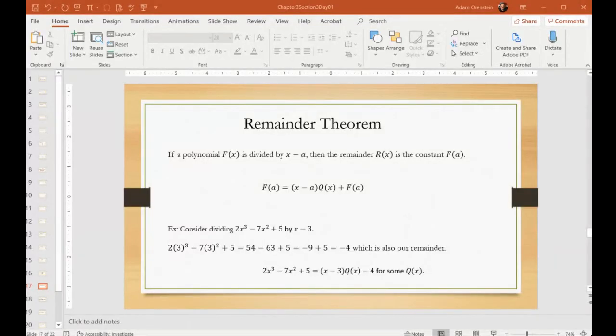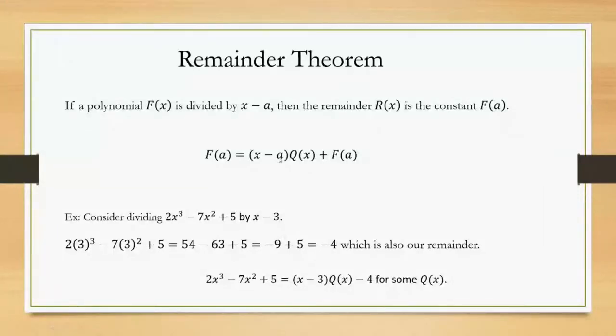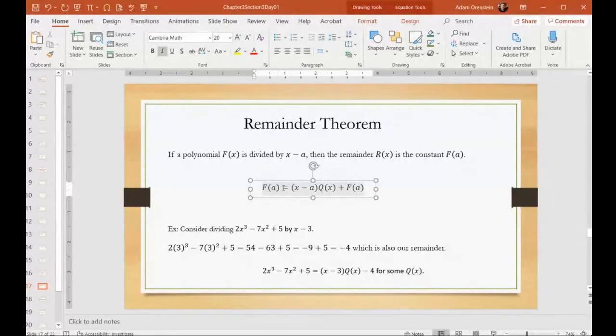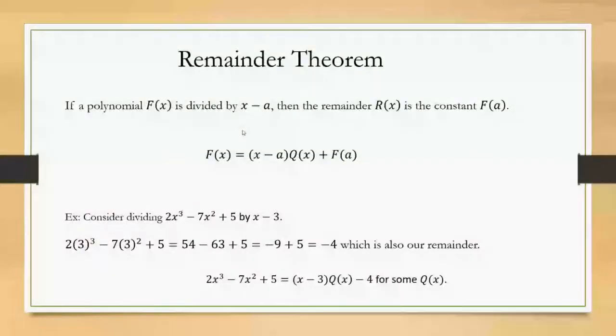But this is the remainder theorem. So from here, and this is basically telling us what the remainder has to look like. Remember, it has to be degree less than the degree of the divisor, or it's got to be 0. The degree of our divisor, x minus a, is degree 1. So our remainder has to be a constant, basically. It's either going to be identically 0 or some constant.